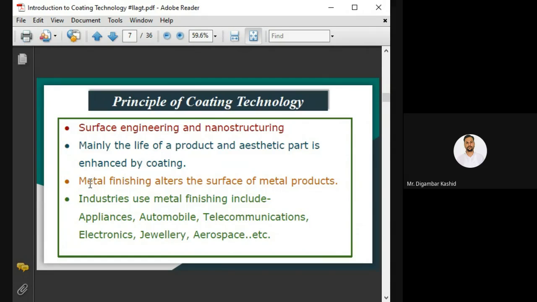Then what is metal finishing? Metal finishing alters the surface of your metal product. Normally industries use metal finishing, including home appliances, automobile parts, telecommunications parts, electronics parts, jewelry and aerospace. In all these industries, normally this coating technology or metal finishing is used.